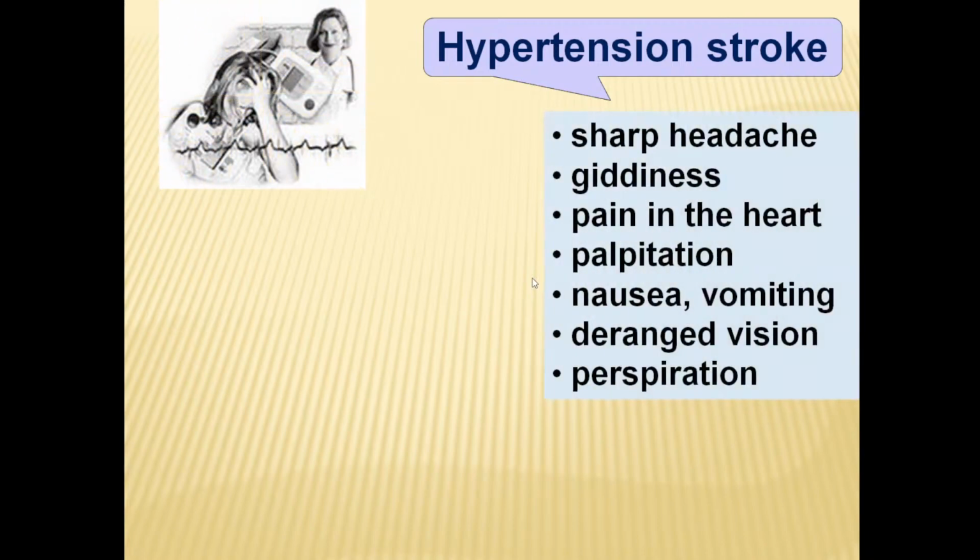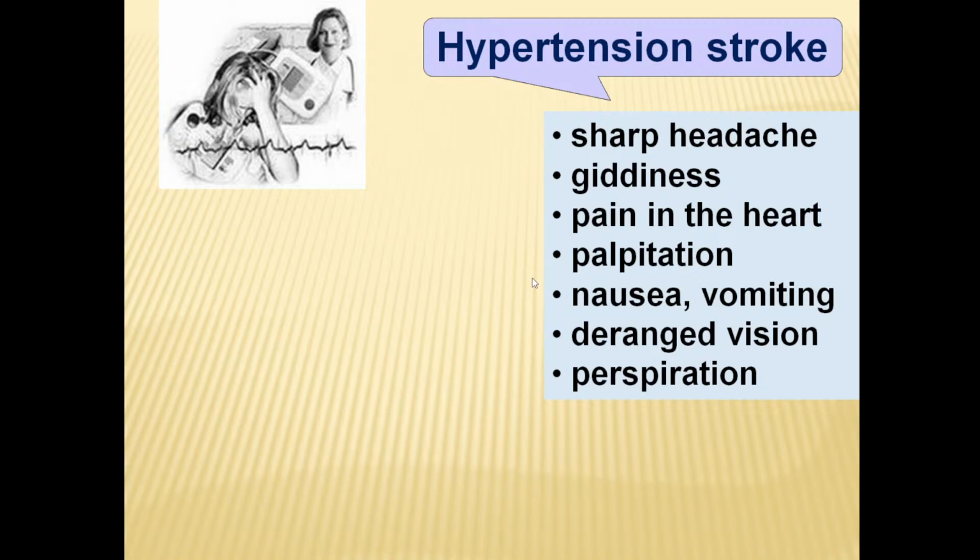How can we recognize hypertensive stroke? First of all, a very severe, sharp headache accompanied with giddiness. Sometimes the patient can lose consciousness or be disoriented. Pain in the heart region accompanied with palpitation or disordered rhythm. Headache accompanied with nausea and vomiting without positive effect, which shows its central origin.